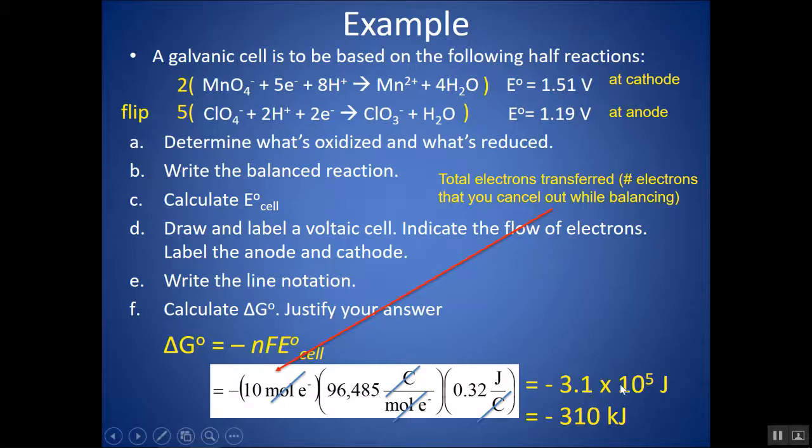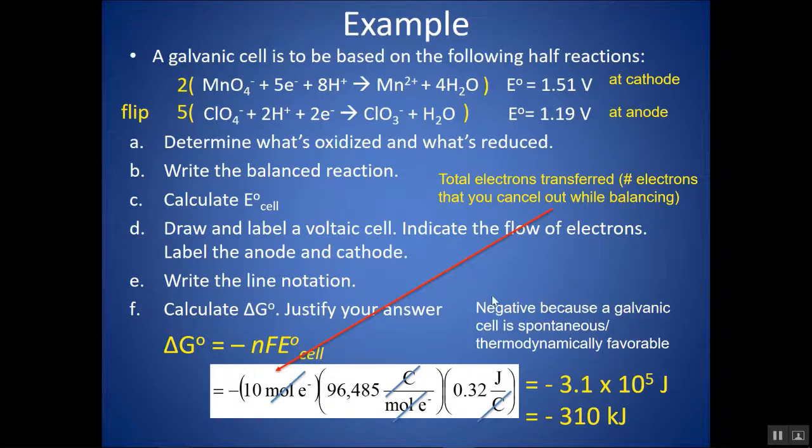And a lot of the times for delta G, they might ask for kilojoules instead. Whenever you're plugging in here, notice you're going to be getting joules, so please pay attention to units. It might be helpful to plug in with units. I always suggest plugging in with units, and if you are asked for kilojoules instead, which a lot of times delta G is written in kilojoules, then don't forget to divide by 1,000. And again, notice this is negative because a galvanic or a voltaic cell is spontaneous and thermodynamically favorable.